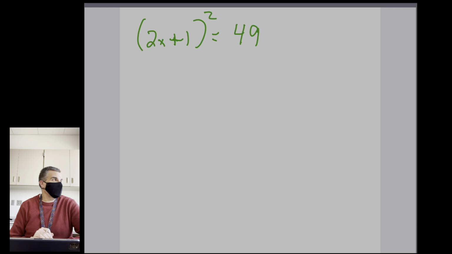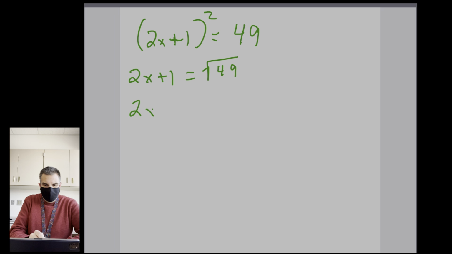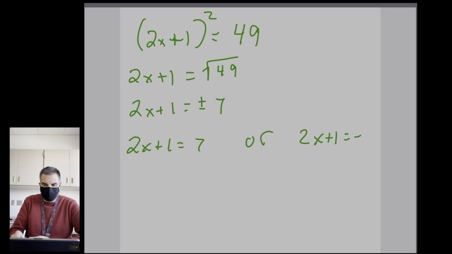Let's go 2x plus 1 squared equals 49. Okay, so we're going to take the square root of both sides. So 2x plus 1 is going to equal the square root of 49. Square root of 49 is plus or minus 7. So two solutions. 2x plus 1 equals 7, or 2x plus 1 equals negative 7.